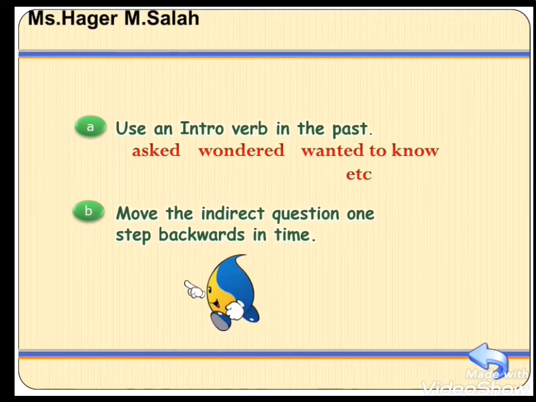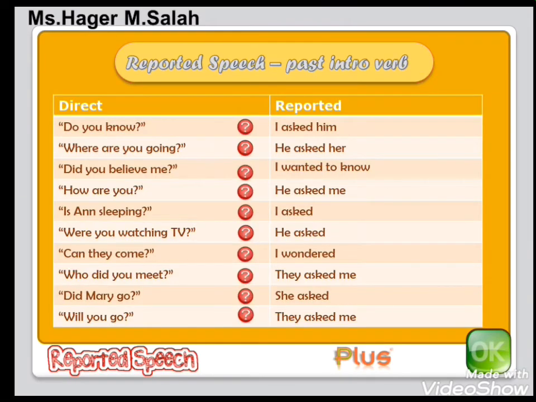Here we have two rules in the indirect question. First, we have to use an introductory verb in the past, like asked, wondered, wanted to know, and so on. Then we have to move the indirect question one step backwards in time. So if we have, do you know, for example, it's present simple. How can we turn it into reported? Actually, we will go one step backwards in the past.